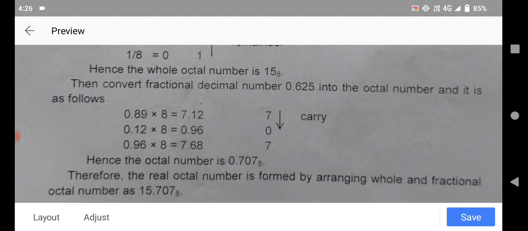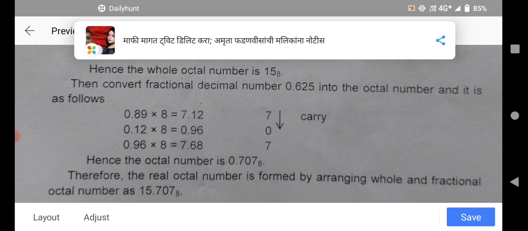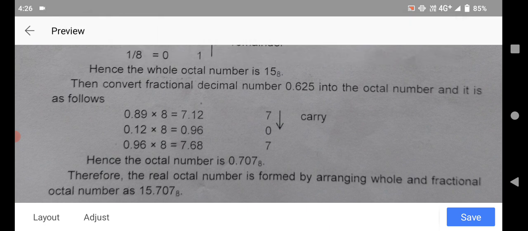Then we convert the fractional decimal number. Firstly we converted the whole decimal number, and second we convert the fractional decimal number 0.89 into an octal number, as follows. Here we multiply by 8. The given number 0.89 multiplied by 8 is equal to 7.12. In that, 7 is the carry and 0.12 is the fractional number.